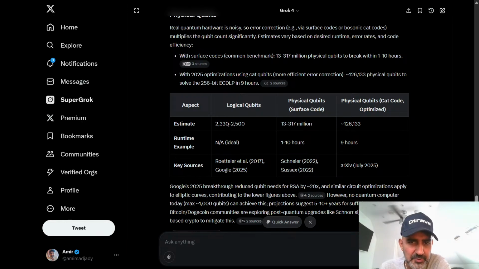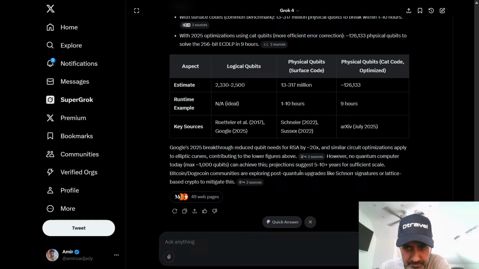So there's a difference between logical and physical, and I'm not really familiar, to be honest with you, with the big differences. Doesn't really help us. No quantum computer today, max 1,000 qubits, can achieve this. Projections suggest 5 to 10 plus years for sufficient scale. So we're still a way away.